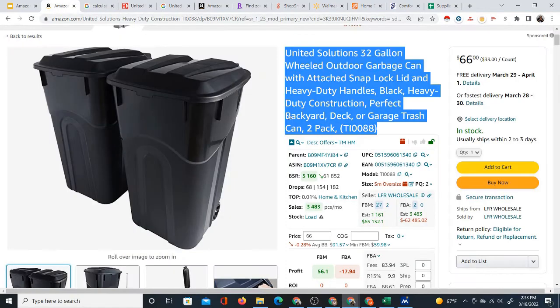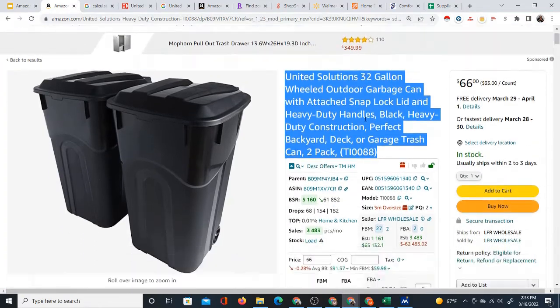So this product, and I realize this is a large product that many people would not arbitrage, but they might potentially drop ship it. But just to show you that there is not really a huge price difference, right? And this is commonly what happens. So this may not really be a profitable product.